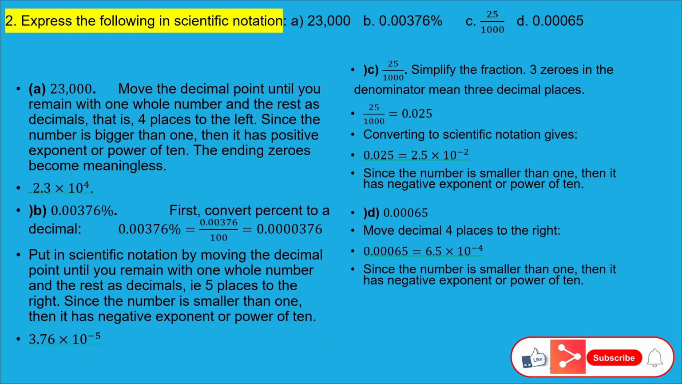Part B, 0.00376%. First divide by 100 because it's a percent.